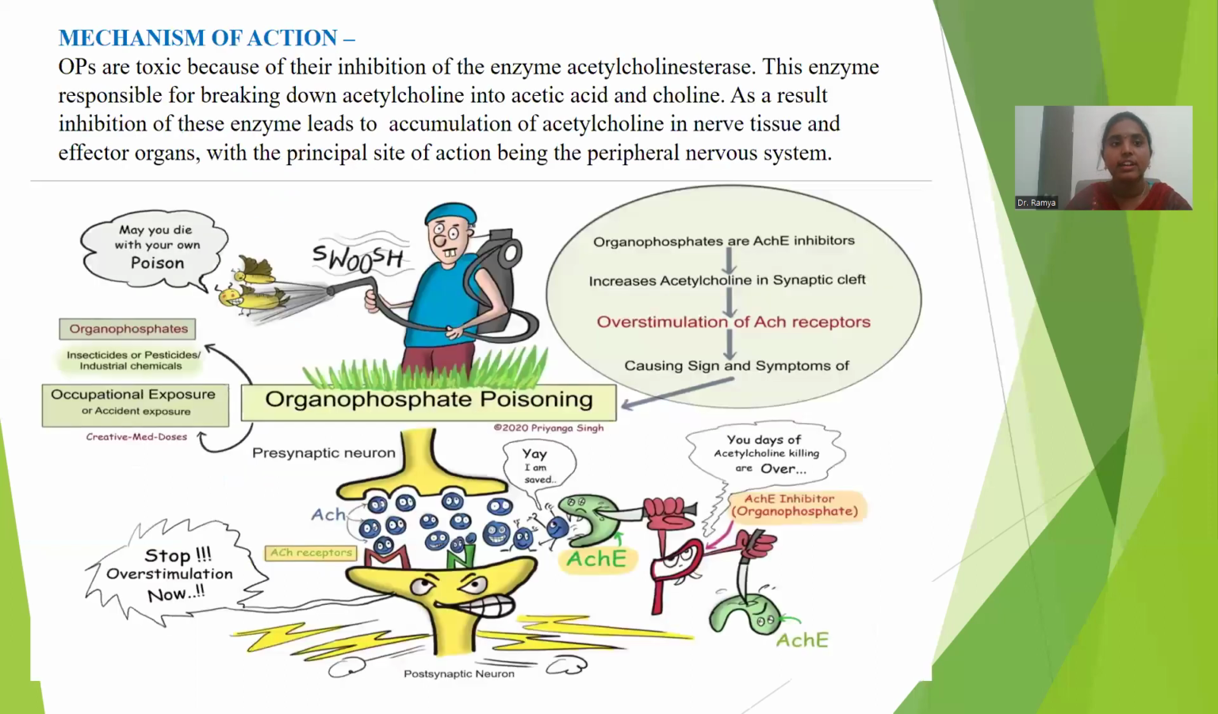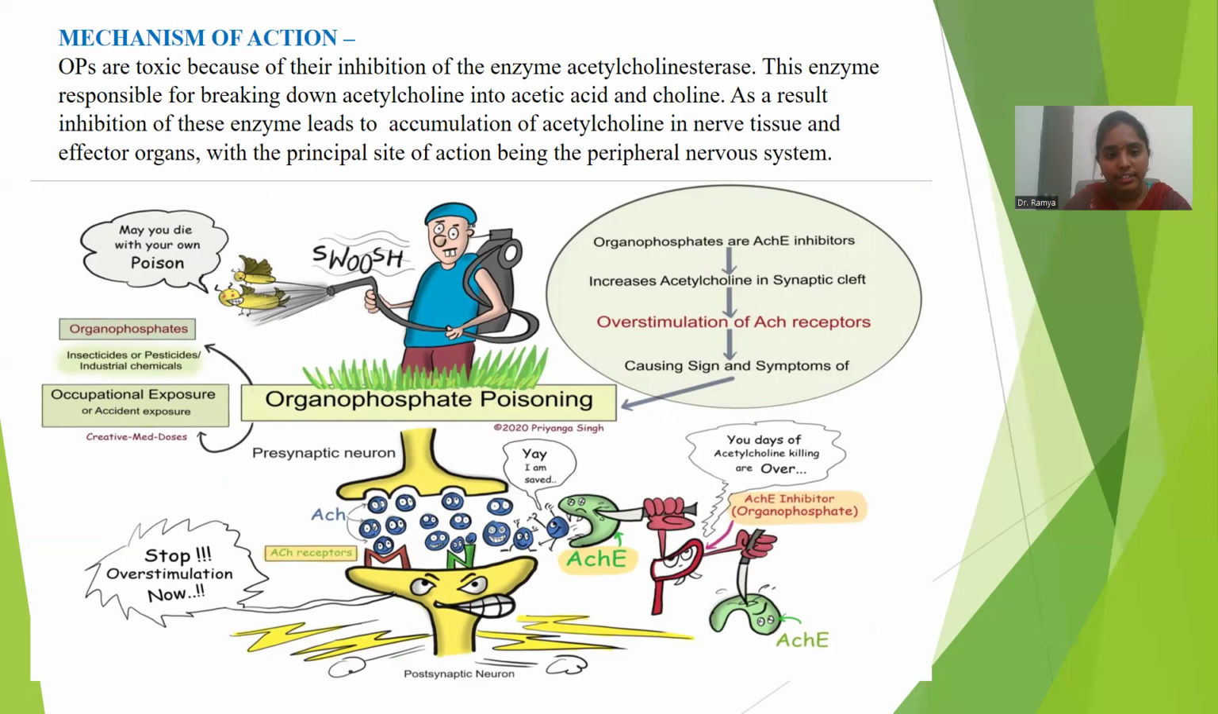Next, we are seeing mechanism of action. Here, the important thing in organophosphate poisoning is the mechanism of action, how it shows toxic effects. First, as I already said, organophosphate will inhibit the acetylcholinesterase enzyme. So, what is the main function of acetylcholinesterase that we'll see first?